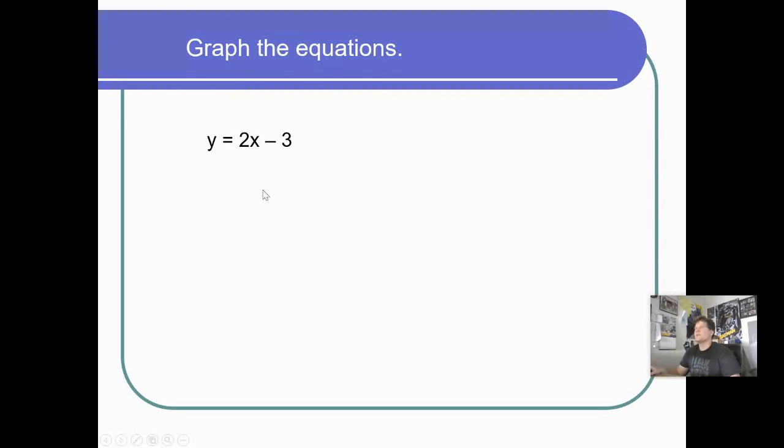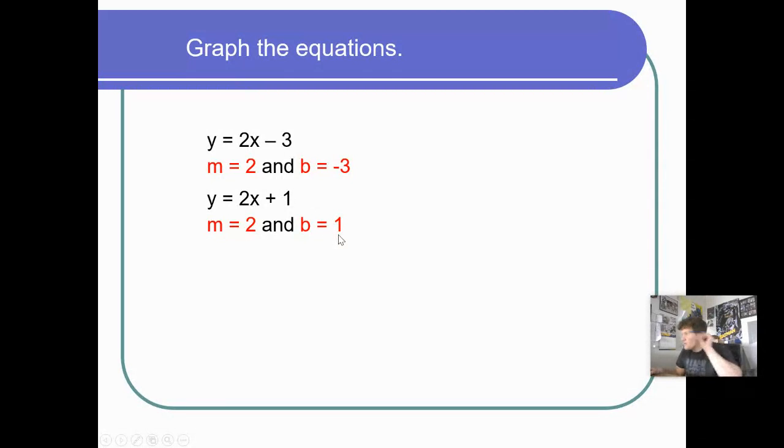Using our slope and y-intercept, I have y equals 2x minus 3. My slope is that 2. Y-intercept is that negative 3. Looking at the other one, slope-intercept form, my slope is 2. My y-intercept is 1. There might be some red flags showing up. Looking at those slopes, what does that tell us already? Let's graph to make sure.